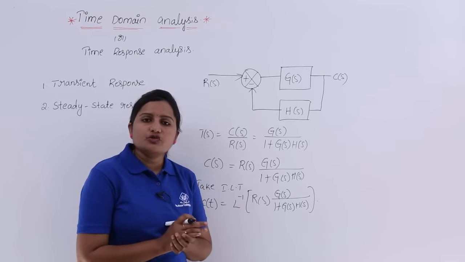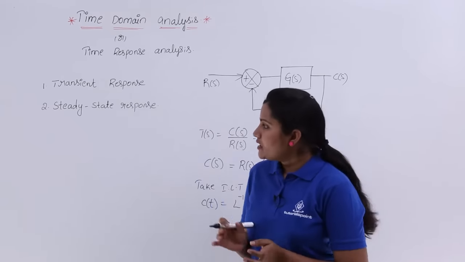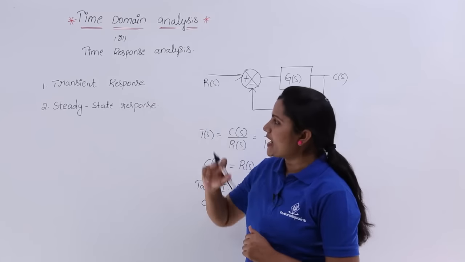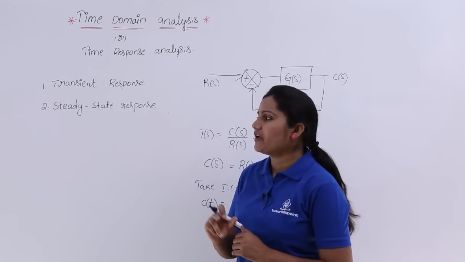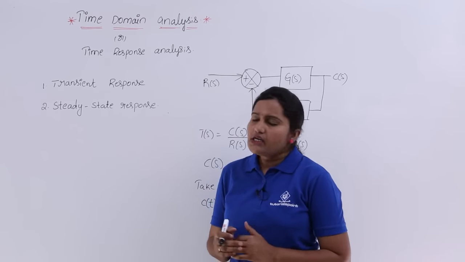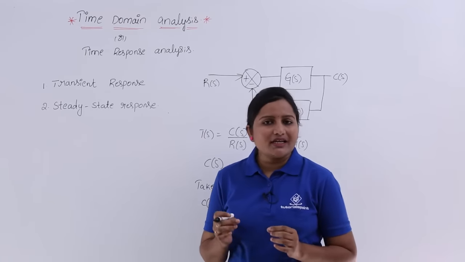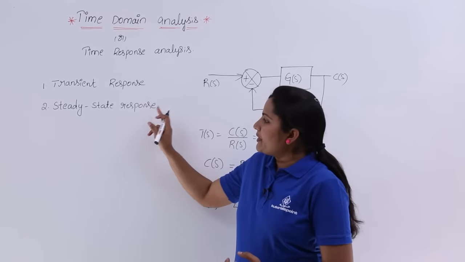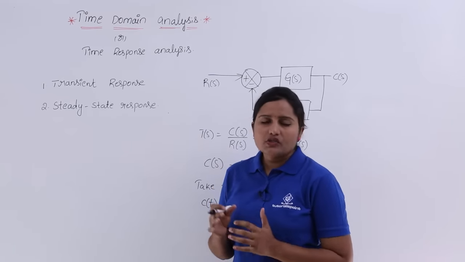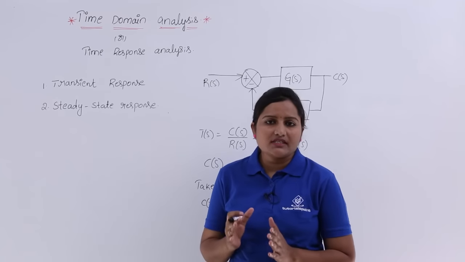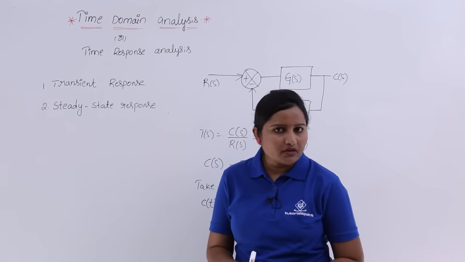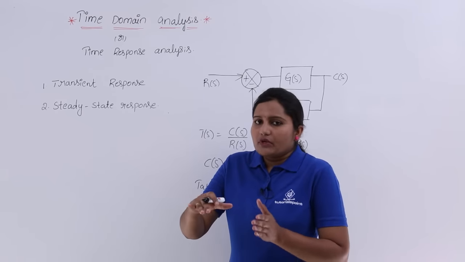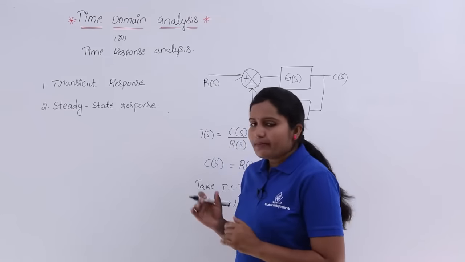Now coming to the types of response. We have two types of time responses: the transient response and the steady state response. The transient response is the response of the system which varies with time. The steady state response of a system won't change with time; it stays constant.